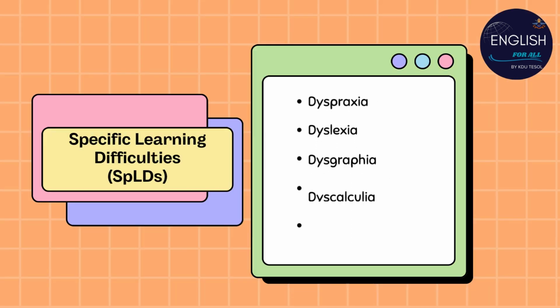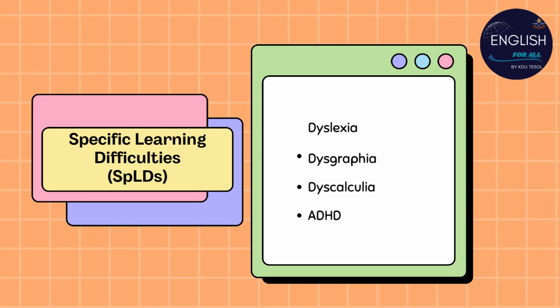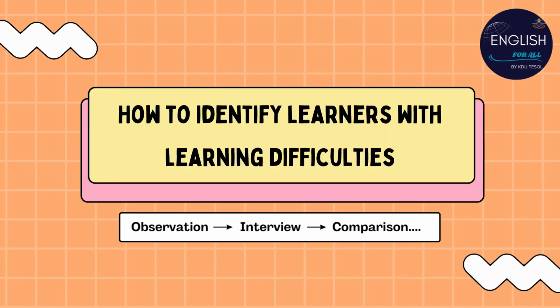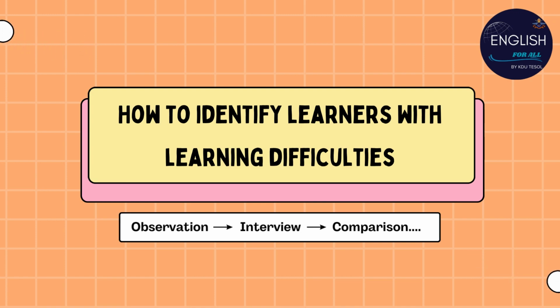So now in this slide, you can see the most common types of specific learning difficulties such as dyspraxia, dyslexia, dysgraphia, dyscalculia, and ADHD. So as I mentioned earlier, there is no cure for these learning difficulties, but there are ways to identify learners with learning difficulties, and there's a process for it.